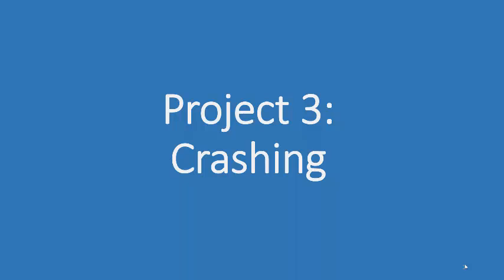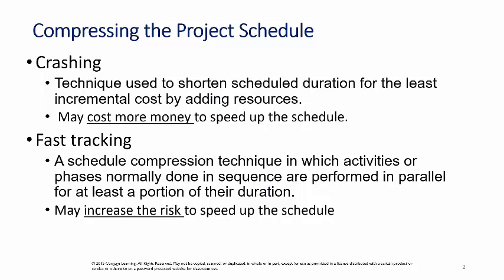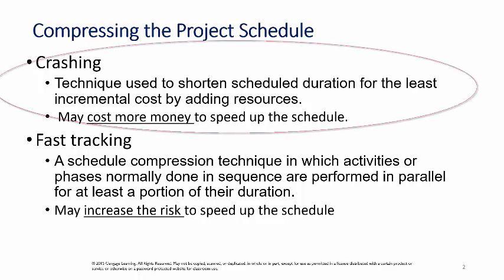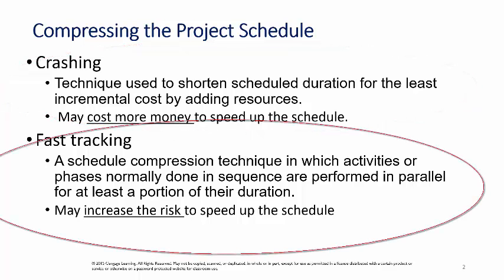Project 3, Crashing. This presentation is about shortening the duration of projects. Two of the ways we do this are crashing and fast tracking. We'll spend most of our time talking about crashing. Crashing speeds up activities and increases the cost. Fast tracking takes activities normally done in sequence and does them at the same time. This increases risk.